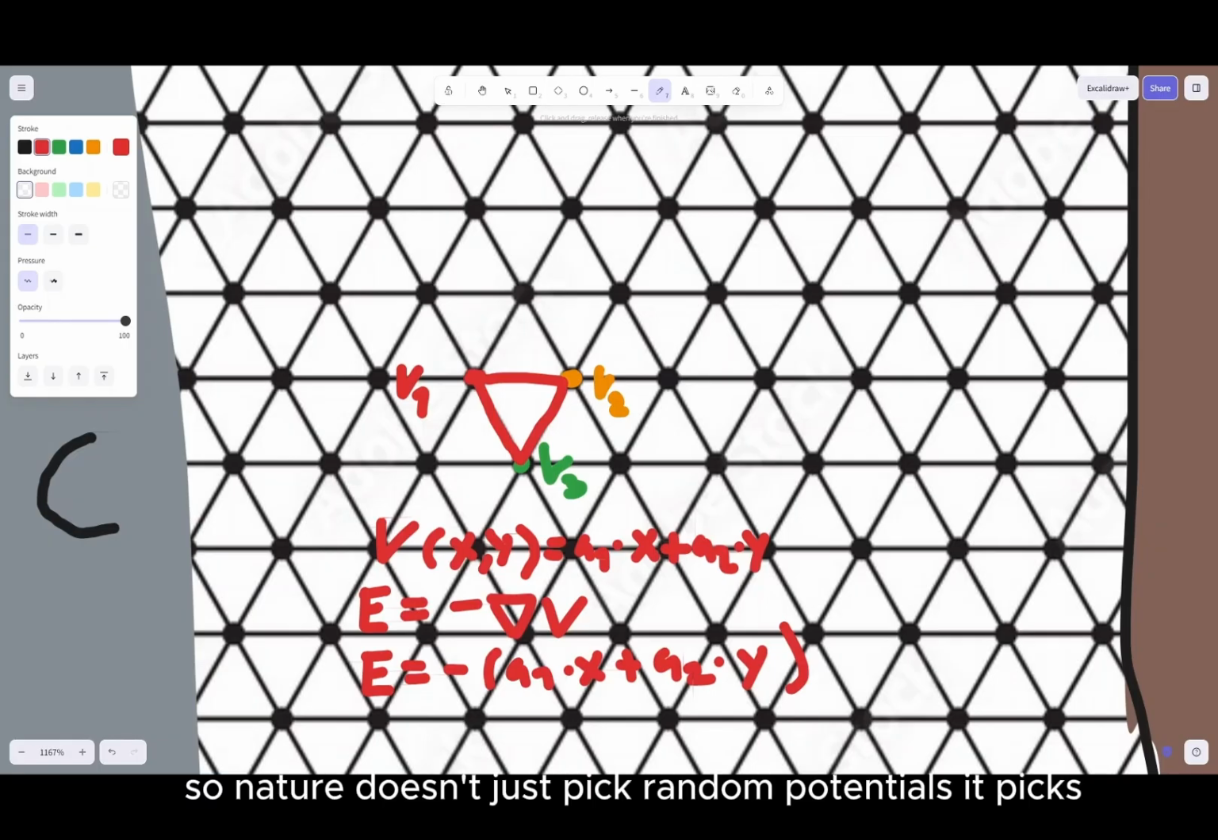Nature doesn't just pick random potentials. It picks the potentials to go towards equilibrium that settles at the lowest stored energy. So what is the energy of this kind of system? Let me write that in blue just to make it a bit different.